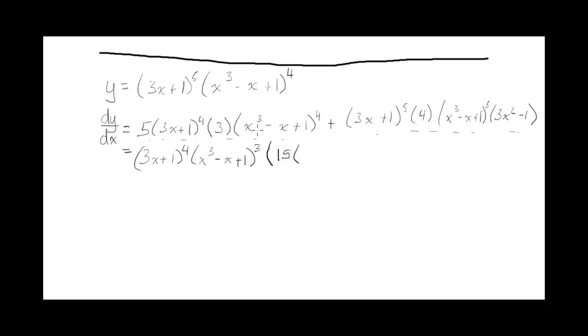And I have an x cubed minus x plus 1 to the power of 1, and then plus what's left over from this bracket. Well, the 4 is left over. I have a 3x plus 1 to the power of 1 left over, and I have 3x squared minus 1 left over. So that's that, and then I just need to simplify that last bracket.